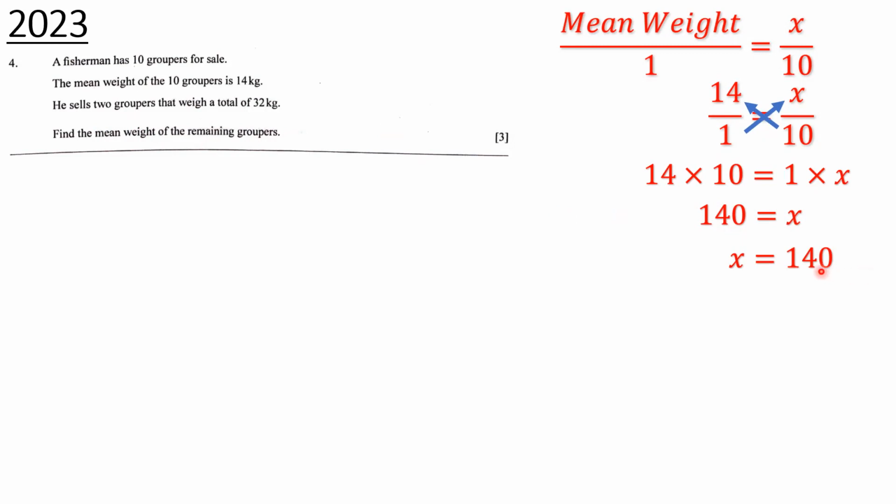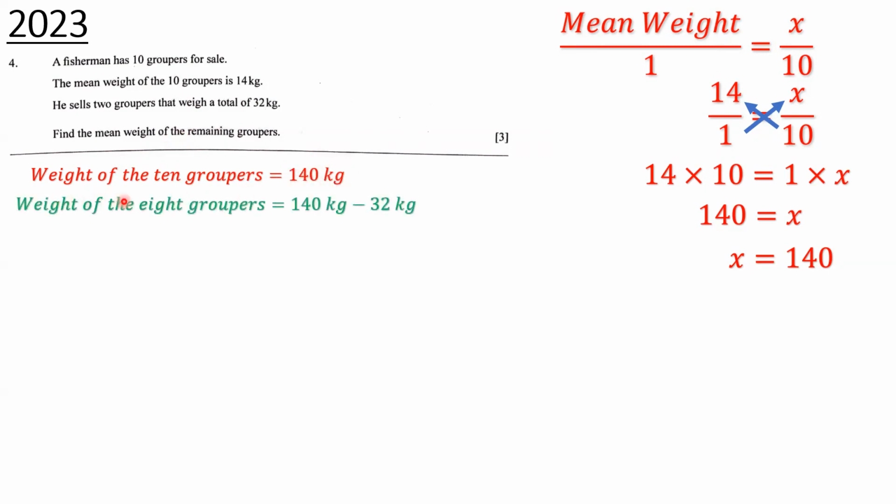Why? Because it was in total 10 groupers, which weigh 140. Now we're going to take out 2, which in total is 32 kilograms. So we have to take away 32 from 140. The weight of the 10 groupers is 140 kilograms. But if we want to find the weight of the 8 groupers, we say 140 minus 32, and that gives us 108. So the weight of the remaining groupers that are left is 108 kilograms. That's the sum of all their weights. But now we want to find the mean weight of the remaining groupers.